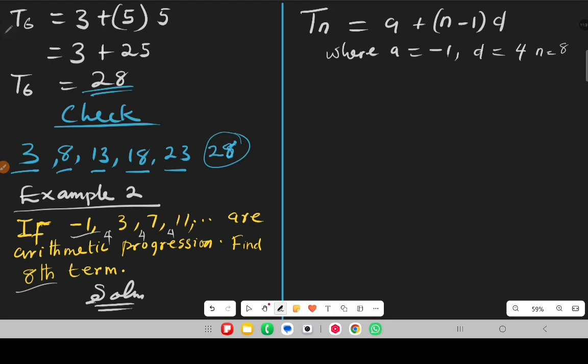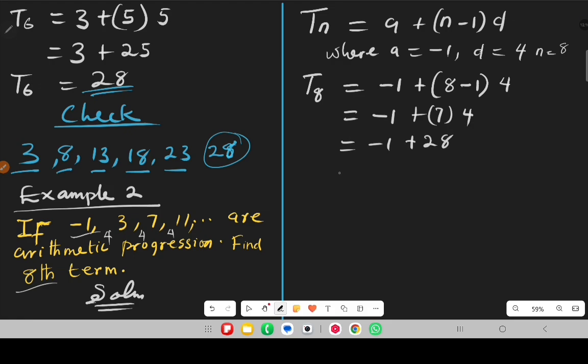Now, if we substitute these values into this formula, we have T8 equals a, which is minus 1, plus (n is 8 minus 1) times d, which is equal to 4. Then we continue. We have minus 1 plus, 8 minus 1 gives us 7, times 4. 7 times 4 gives us plus 28, which is minus 1 plus 28 gives us 27 as the answer. Now let's check if our answer is correct.